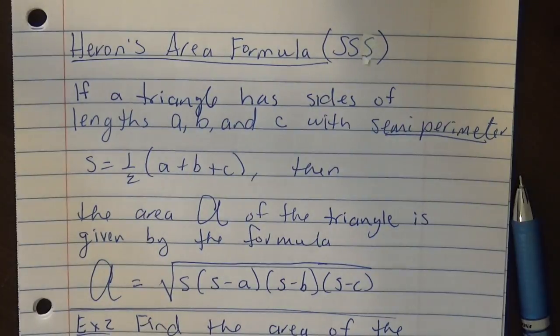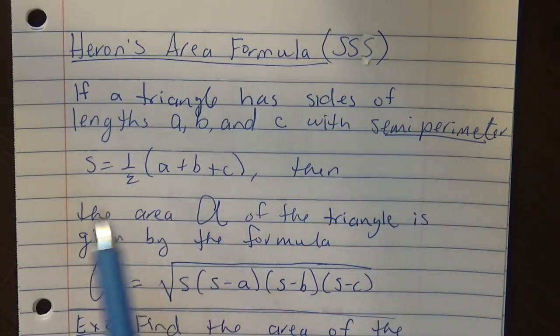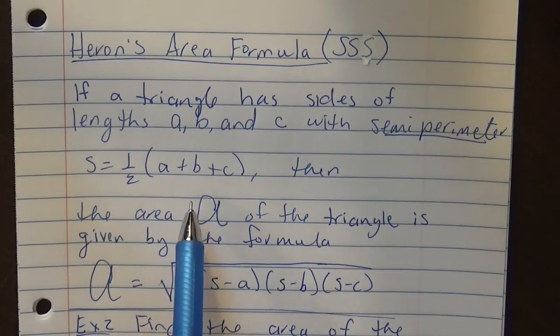Okay, the second topic in this section that we'll discuss is, I'm not sure how this is pronounced, I'm going to pronounce it Heron's area formula. This is a formula that we can use to find the area of triangles when we have 3 sides given and we have no information about the angles. It states that if a triangle has sides of lengths A, B, and C with semi-perimeter S equal 1/2 of A plus B plus C, then the area A of the triangle is given by the formula A equals the square root of S times S minus A times S minus B times S minus C.